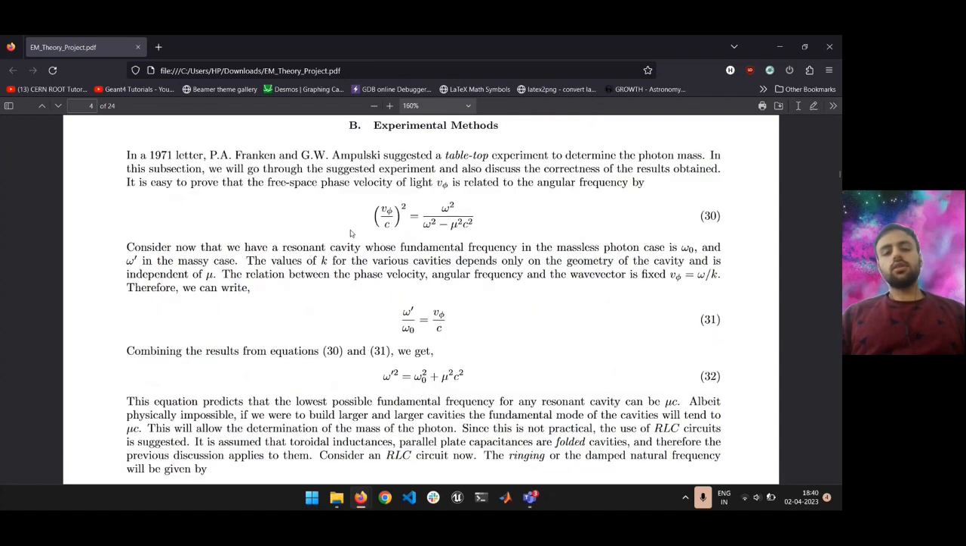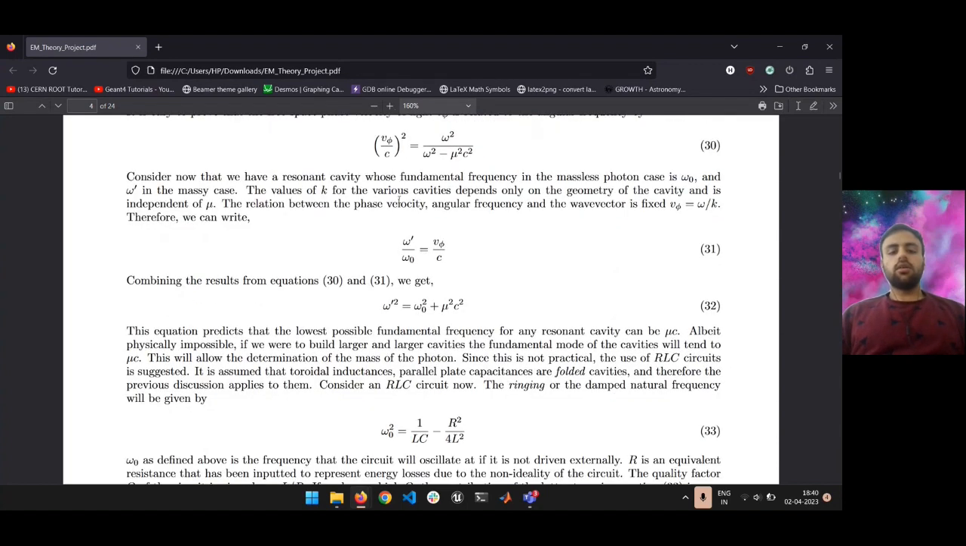So just stating a few results. This is the relationship which they assume will be true for the phase velocity of light, and the phase velocity in the case of massless photons. This is the relationship that they've assumed. And what they do is ask you to consider a resonant cavity such that its resonant frequency in the case of massless photons is omega naught, and in the massive case is omega dash.